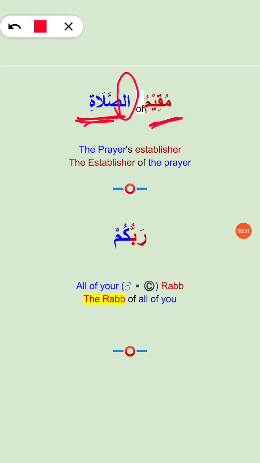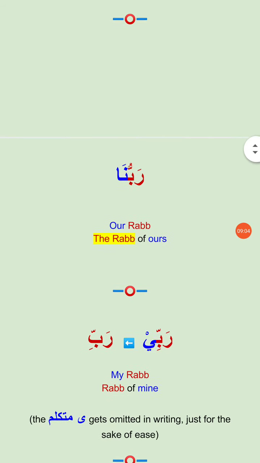Next example, rabbukum. Rabbu is rab, and of course it is light, it doesn't have alif lam al, and kum is your pronoun, attached pronoun for all of you, antum. So all of your rab, or the rab of all of you. And once again, why have I written the rab? I have written it as the rab because all the pronouns are marfa, therefore it's the rab of all of you.